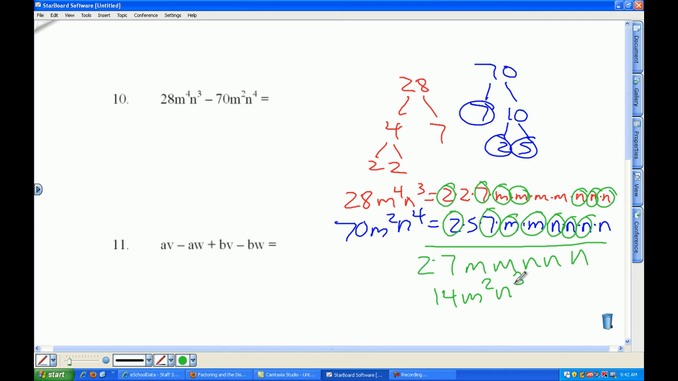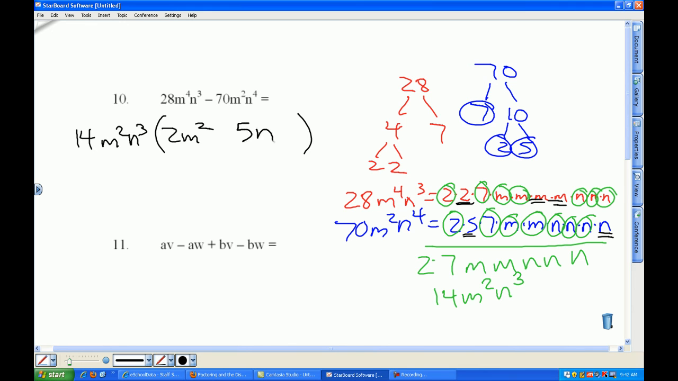So going back over here, this is going to be 14 m squared n to the 3rd power times. Now let's take advantage. We did this GCF calculation over here. Take a look at what you did not circle. 2m. That's 2m squared. And on the bottom, what didn't we circle? 5, and we did not circle n, so 5n.